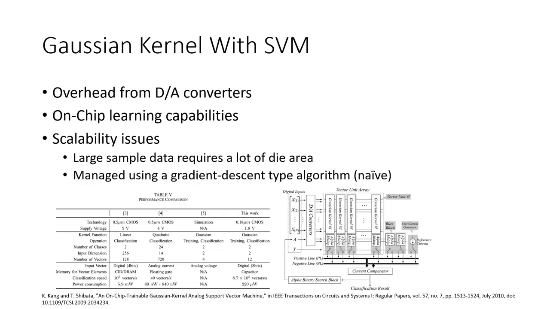And below you can see the block diagram of the Gaussian kernel and their results from the analog design. Well, half analog, half digital design. And you can see that there's a huge decrease in supply voltage, among other things.